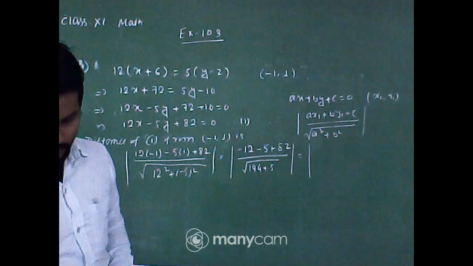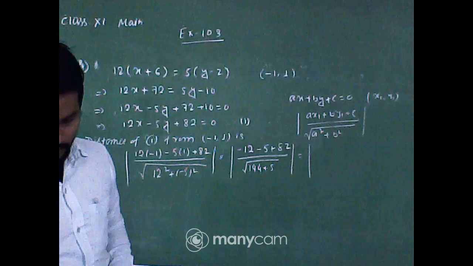So just add these two. The total distance between equation 1 and equation 2 will be the sum of this plus this. So 2 plus 31 by 17, that is 34 plus 31 divided by 17. It is 65 by 17 units. This is the procedure.